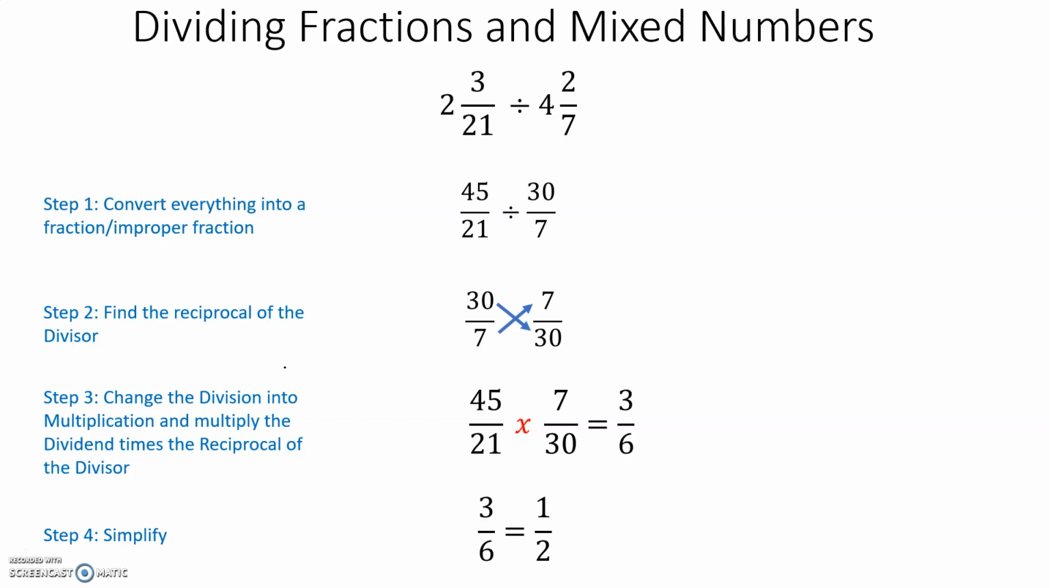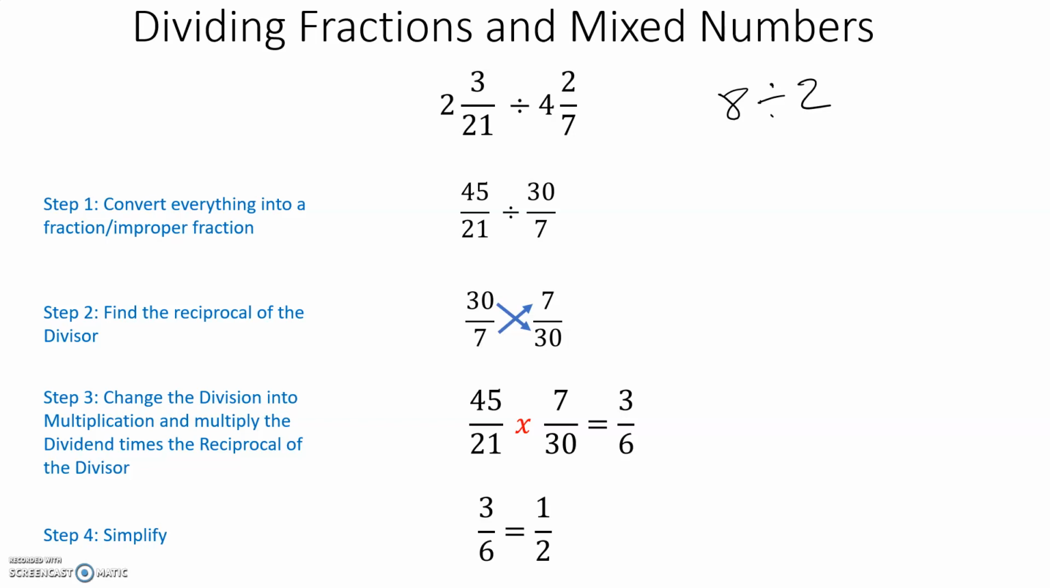Okay. Step two, find the reciprocal of the divisor, so the number that you're breaking up or how many, so you're breaking out the divisor. 2 and 3/21 is my dividend divided by 4 and 2/7, which is my divisor. So what that's saying is I'm breaking up 2 and 3/21 into 4 and 2/7 equal parts. It's the same thing as if it was this, 8 divided by 2. All right, I'm breaking up 8 into 2 equal parts.